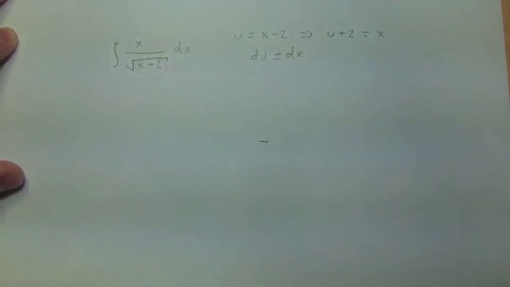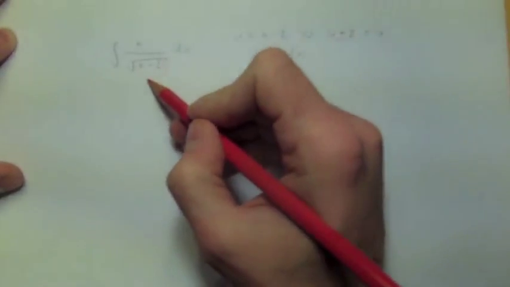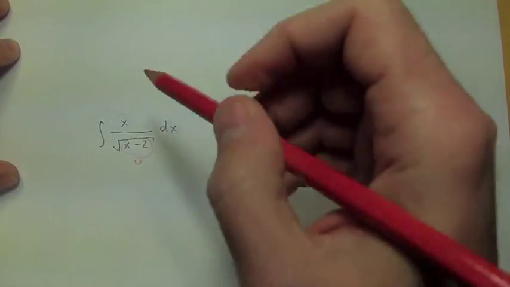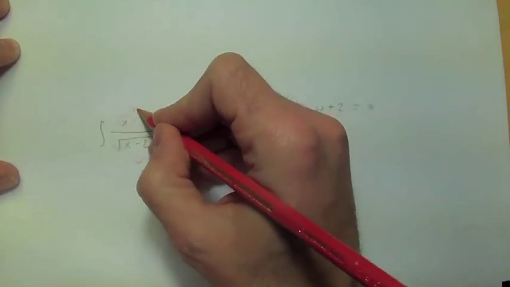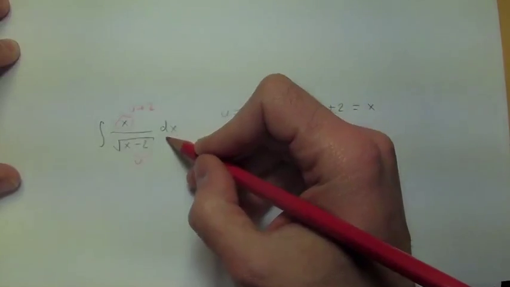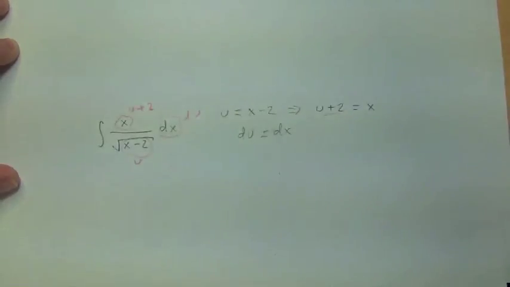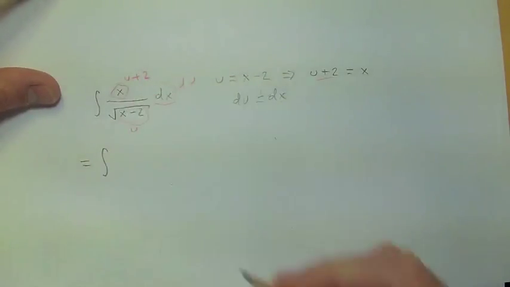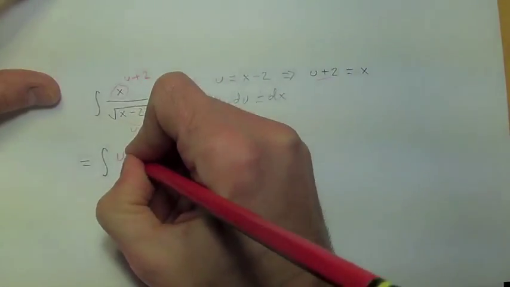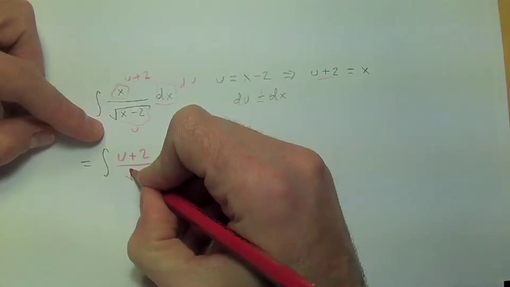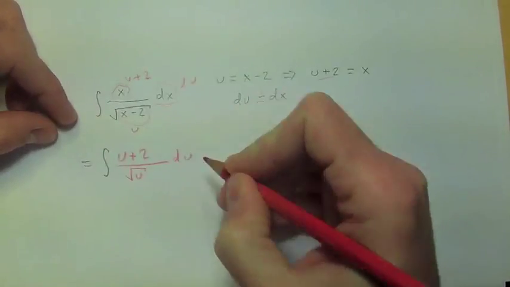So what we essentially have here is that u is underneath the square root. This x becomes u plus 2, and this dx becomes du. So when we translate this, it becomes the integral of u plus 2 over the square root of u, du.